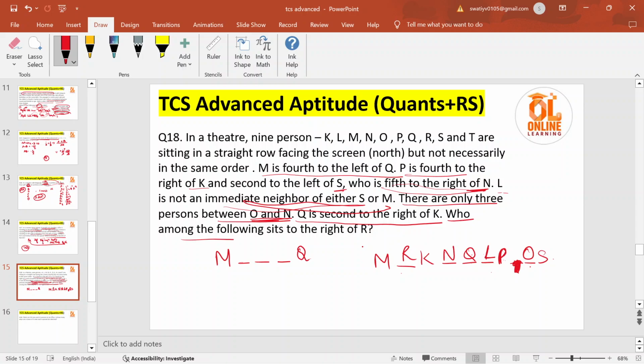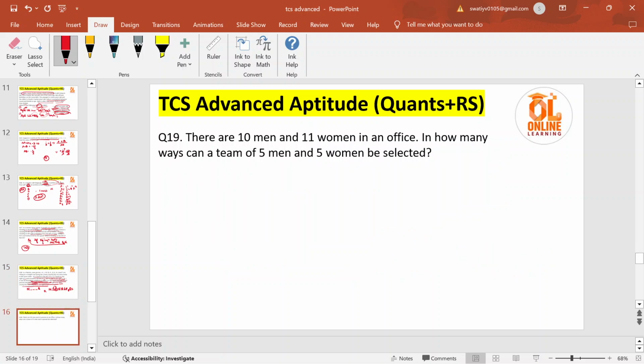So who among the following sits to the right of R? The right of R is K. So K is your answer.